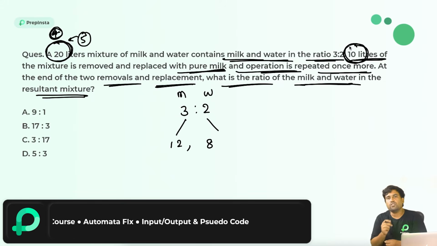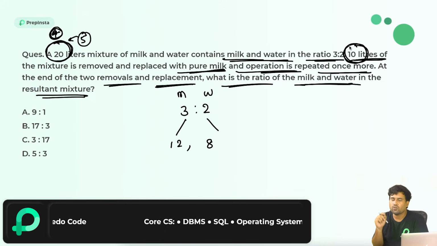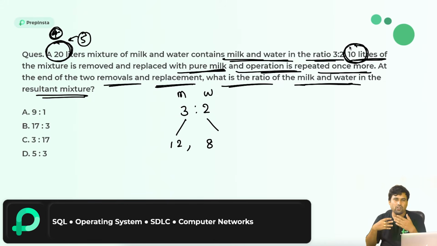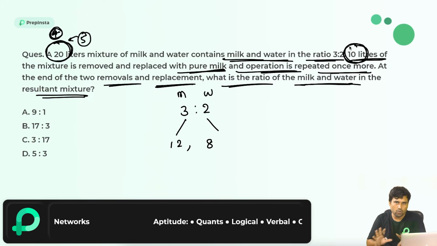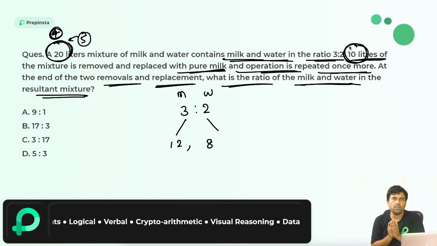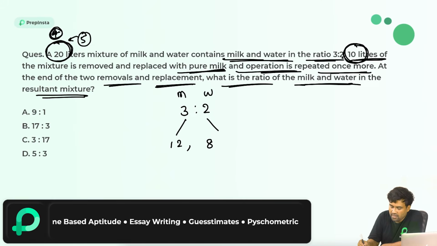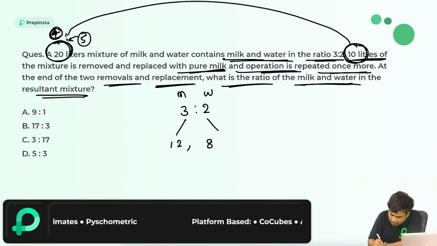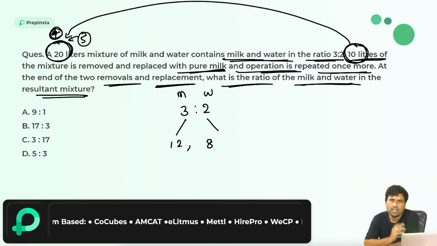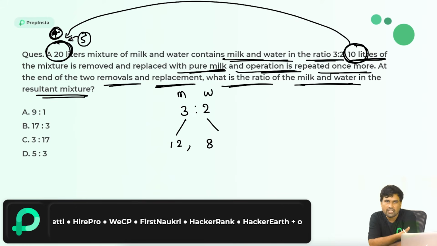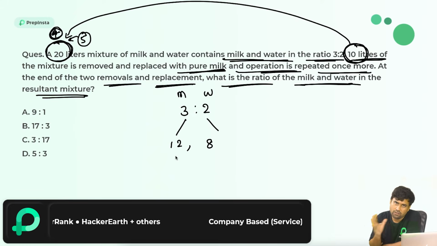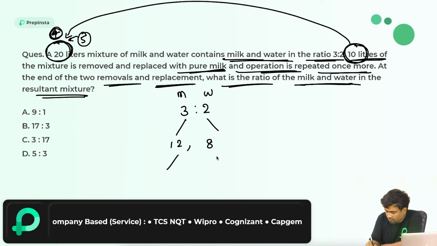If you start using the formula x(1 - y/x)^n for this type of problem, it will end up with messy answers. Don't do that. I will go with a simple short way of doing these types of problems. Just look here. 10 liters is nothing but, can I say, 50% of the total quantity? 10 liters is nothing but 50% of 20 liters, right? So half. So we are removing half each. So here 6 liters removed, here 4 liters removed.